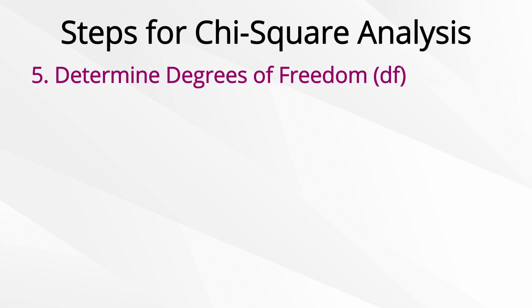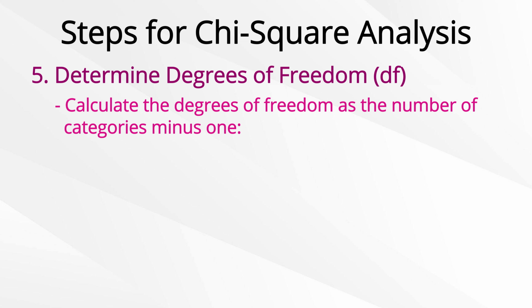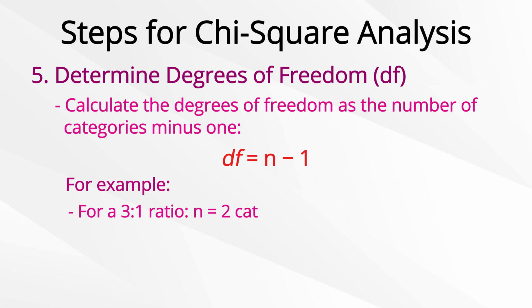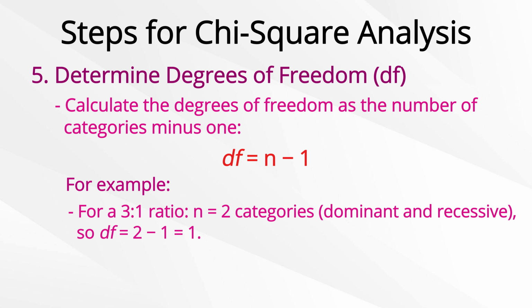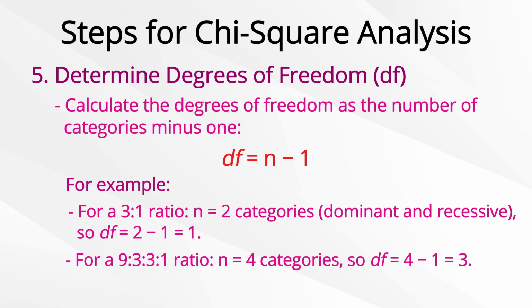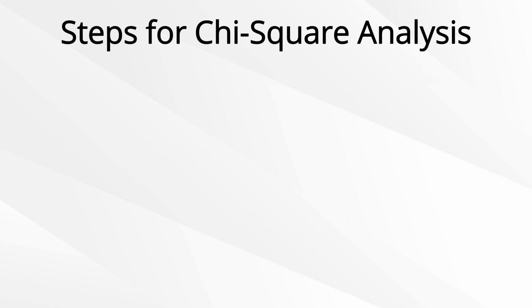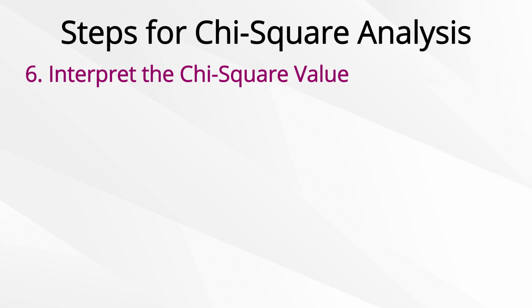where O is the observed value and E is the expected value for each category. 5. Determine degrees of freedom, DF. Calculate the degrees of freedom as the number of categories minus 1, DF = n − 1. For example, for a 3:1 ratio, n equals 2 categories, dominant and recessive, so DF equals 2 minus 1, resulting in 1. For a 9:3:3:1 ratio, n equals 4 categories, so DF equals 4 minus 1, resulting in 3.